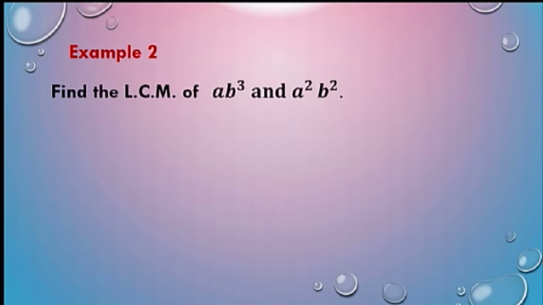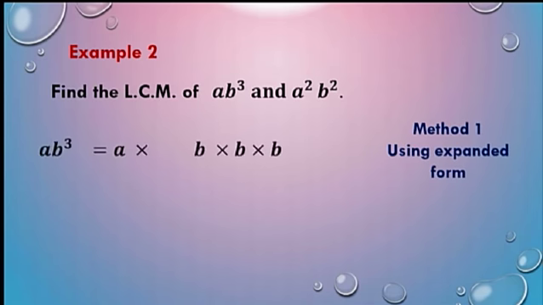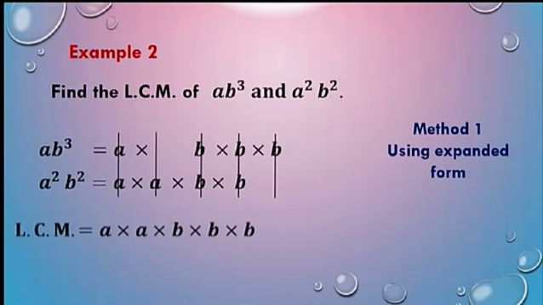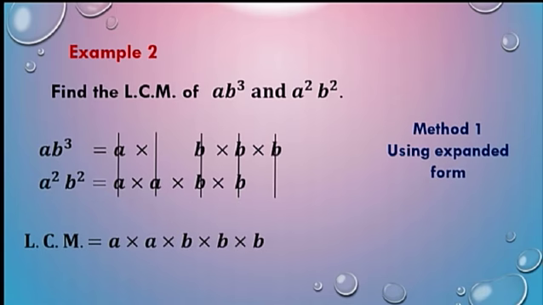Let's take another example. Find the LCM of AB to the power of 3 and A square B square. Using the expanded form, we're going to write AB cube as A times B times B times B, A square B square as A times A times B times B. We're going to take one term from each column. So the LCM is A times A times B times B times B. We need to write the answer as A square B cube. We cannot leave the answer in expanded form.